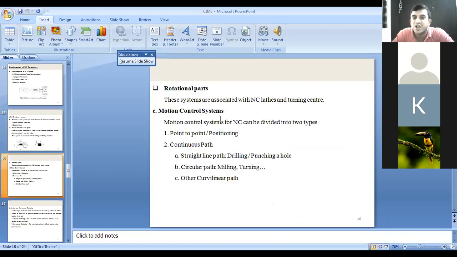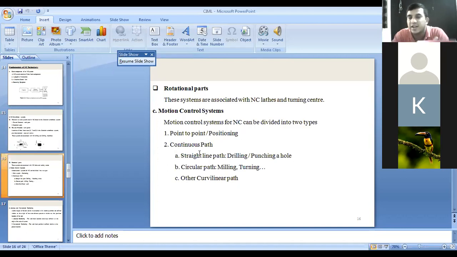Next, motion control system. What does motion control mean? For example, I want to move the cutting tool over the workpiece. There are two types. One is for drilling operation. How do you do the drilling operation? Move the cutting tool over where you want to produce a hole, place it there, make a hole and remove it. That is called point to point positioning, or also called positioning or coordinate positioning.